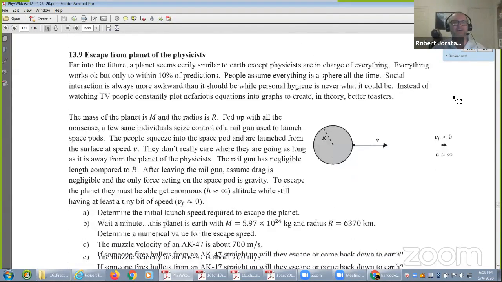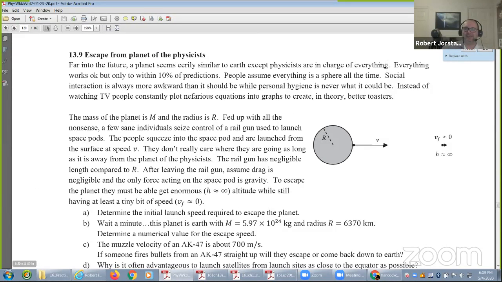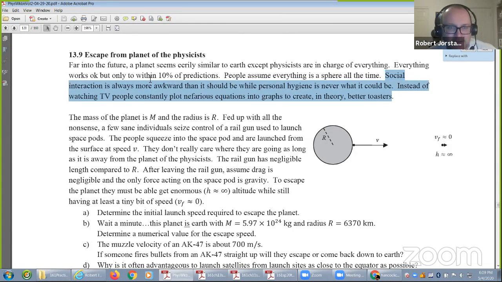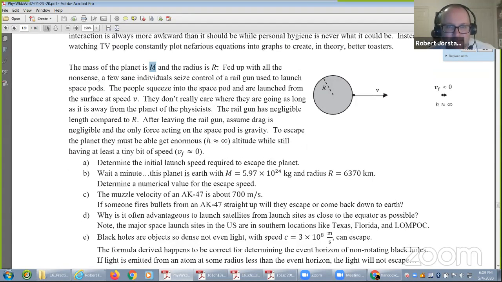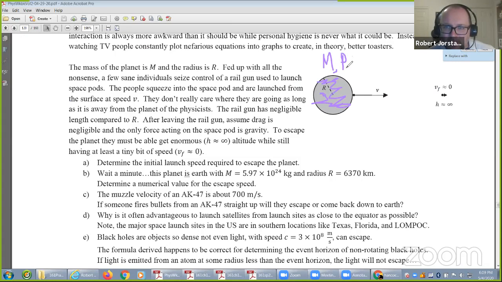Escape from the planet of the physicists. Here we go. This is my favorite. Everything works okay, but only within 10%, right? And everyone's always assuming everything is a sphere or a point mass. And yeah, okay. People are always making graphs instead of watching TV. So on this planet, let's assume this planet has mass m and radius r. So that's this beast right here. This big purple planet has mass m and radius capital R.